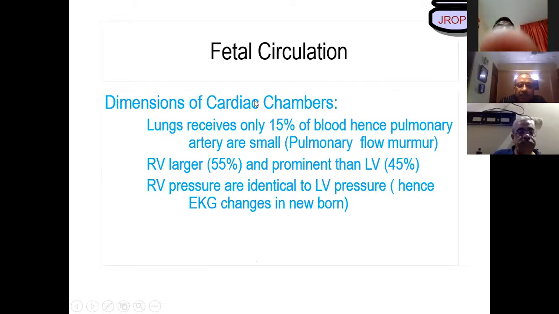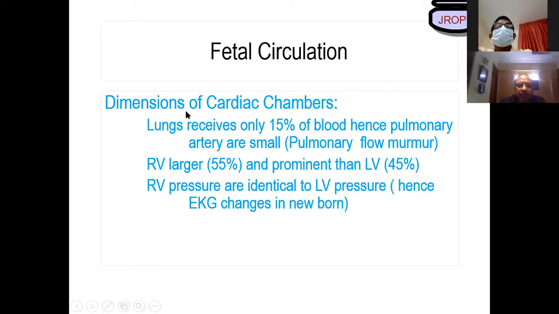Now comes the fetal circulation, the cardiac chambers. Since lungs receive a very minuscule amount of blood, hence pulmonic arteries are very small. RV is larger than LV as the child is born. RV pressure is identical to left ventricle, hence the ECG changes: the newborn has got an RBBB kind of a pattern with which the newborn is born. So my quest of telling you all this is, when you see a neonate soon after birth, you can have an RBBB in ECG changes.